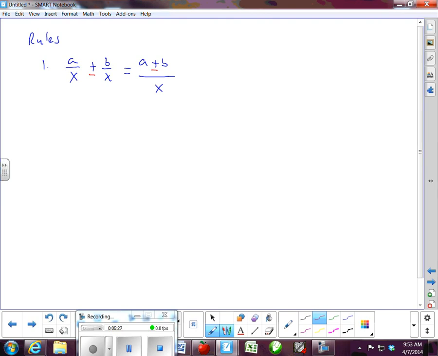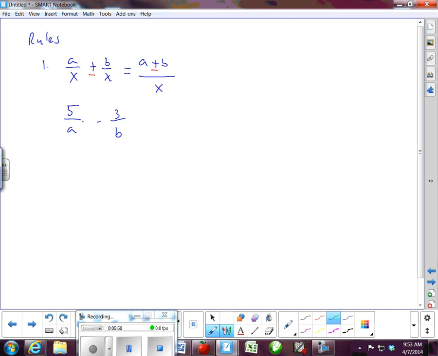So if it was a over x minus b over x, you'd get a minus b over x. Okay? Adding fractions, you must have a common denominator. So what happens when you have something like this? 5 over a minus 3 over b. Well, your thought should be, I need to get a common denominator.